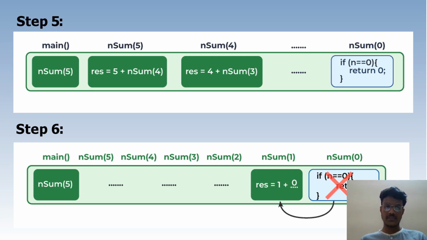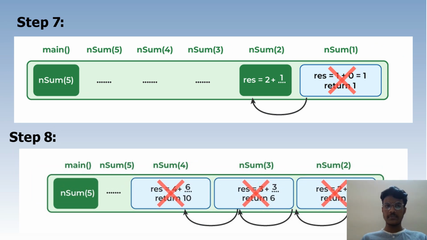Then step 6 is the main step, because the name itself shows it is a recursion function. In step 6, main is as it is, and nsum of 5, 4, 3, 2 up to 1 are the same, and nsum of 0 is the same. And after this, the calls come back: nsum of 0 comes back to nsum of 1. It is also a continuous process.